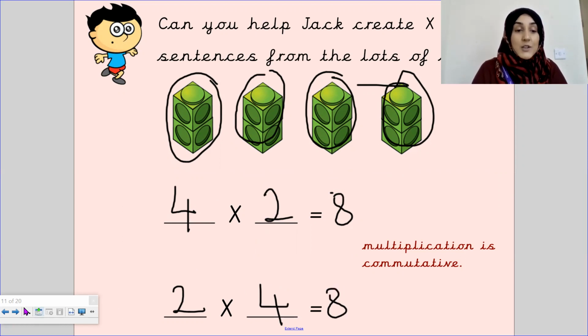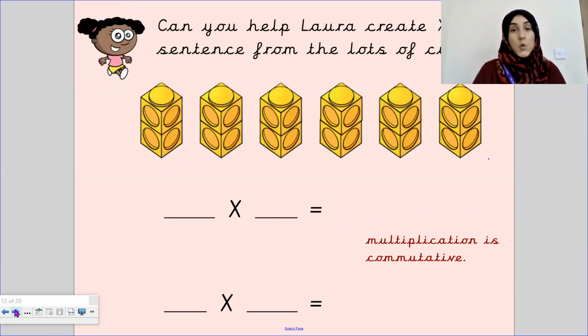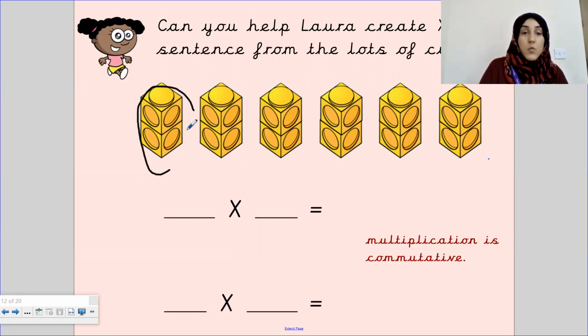Okay, let's look at the next example. Here is Laura, and she's asking us to help her create multiplication sentences using the lots of cubes below. First, let's count how many lots we have. So, are you ready to count with me? Thank you. Let's go. We've got 1. We've got 2. We have 3.